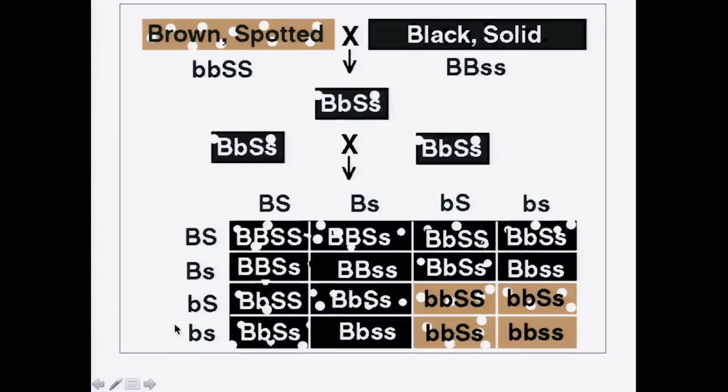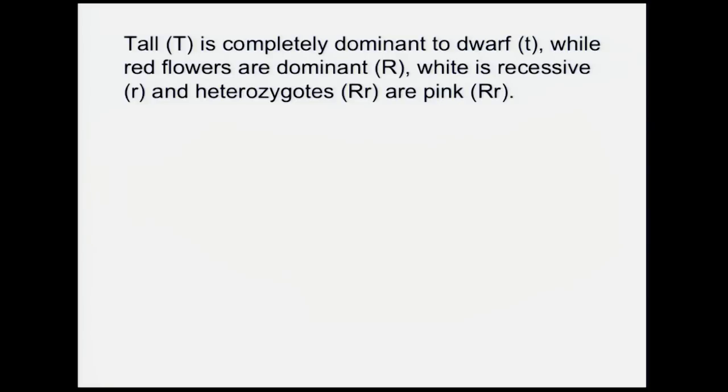And likewise for the other parent, then we get, there we are, 9 ways they're going to be spotted and black, 3 ways they're going to be black and solid, 3 ways they're going to be spotted and brown, and just 1 way they're going to be brown and solid. 9 to 3 to 3 to 1. That's our phenotype ratio, and that's what we'd always expect to see when we have 2 traits with independent assortment. Now let's just go through one more example.